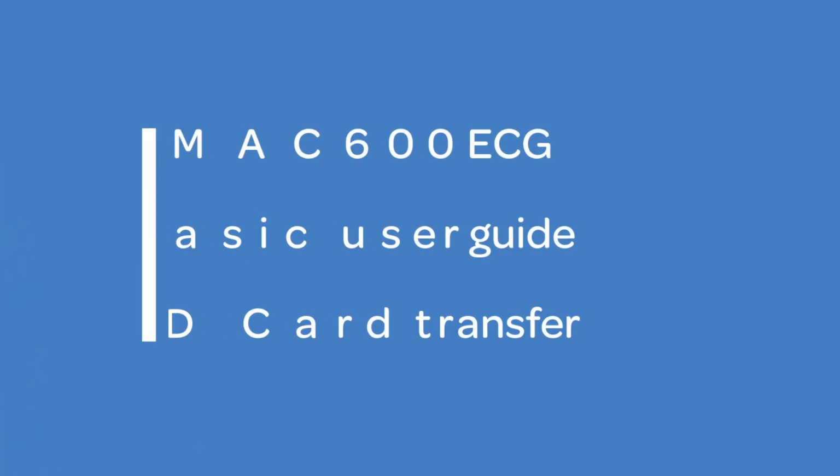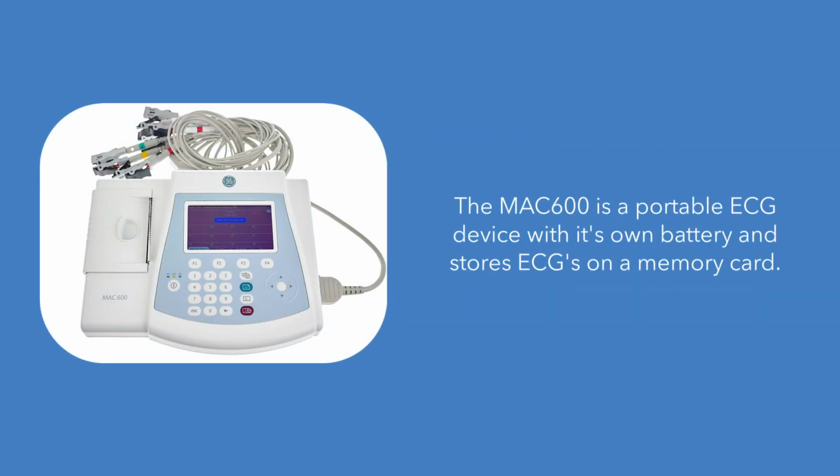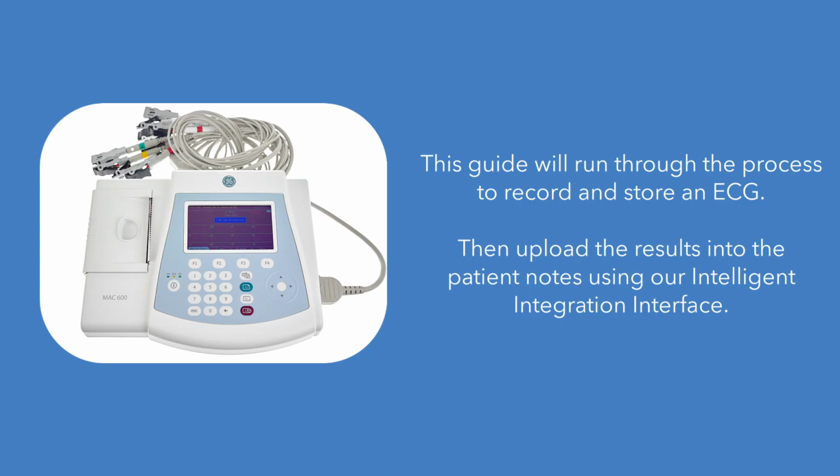Welcome to our basic user guide for the MAC600 ECG machine using the SD card to transfer ECGs. The MAC600 is a portable ECG device with its own battery and stores ECGs on a memory card. This guide will run through the process to record and store an ECG. Then upload the results into the patient notes using our intelligent integration interface.